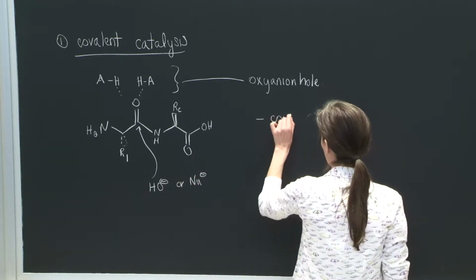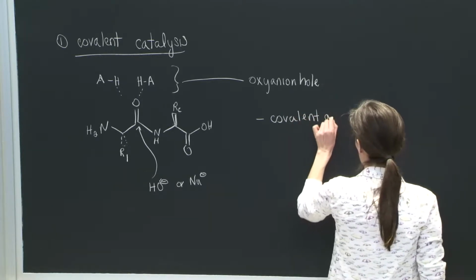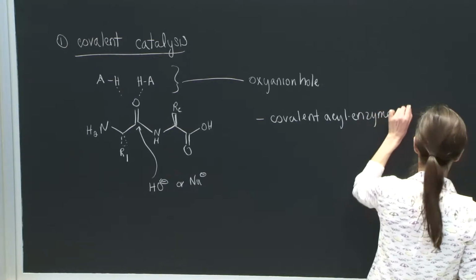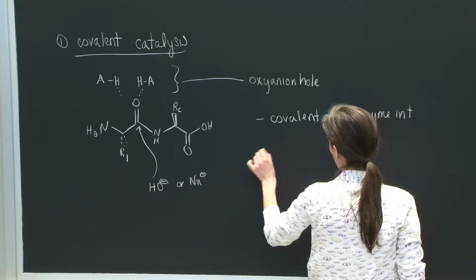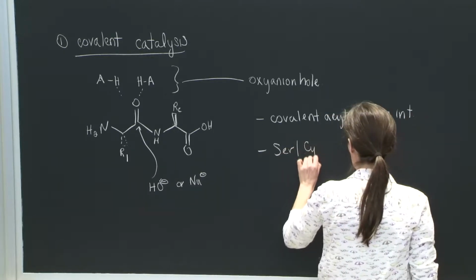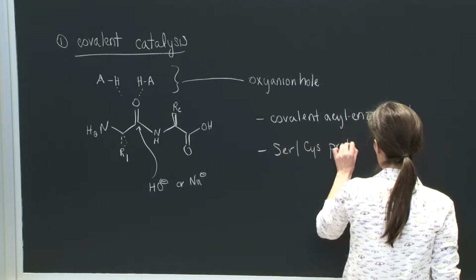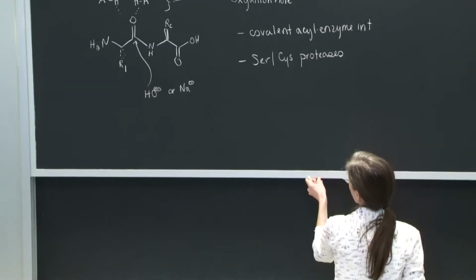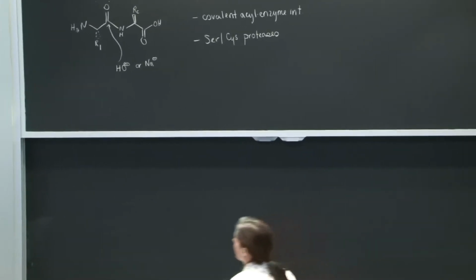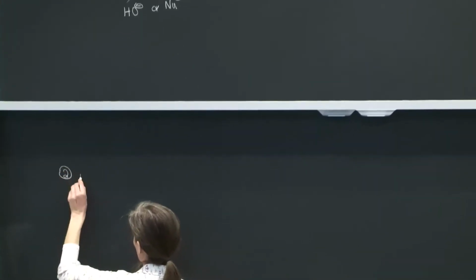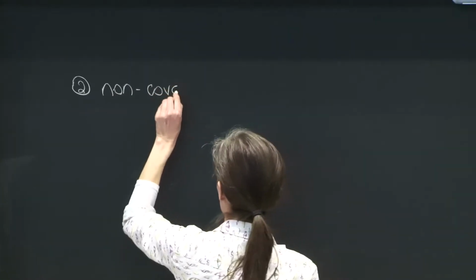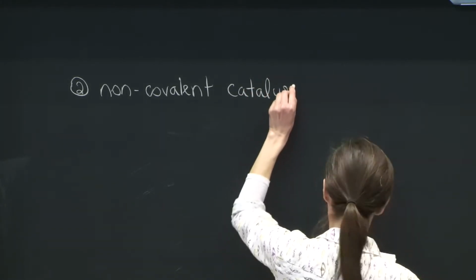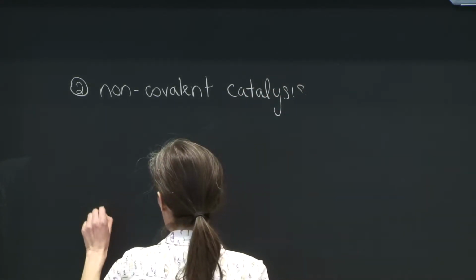So what do we get? We get a covalent acyl enzyme intermediate. Okay, we have the oxyanion hole, and these are the serine and the cysteine proteases here. Okay, and we'll go through in more detail our mechanism in a minute. If we think about non-covalent catalysis, and again we have our dipeptide.